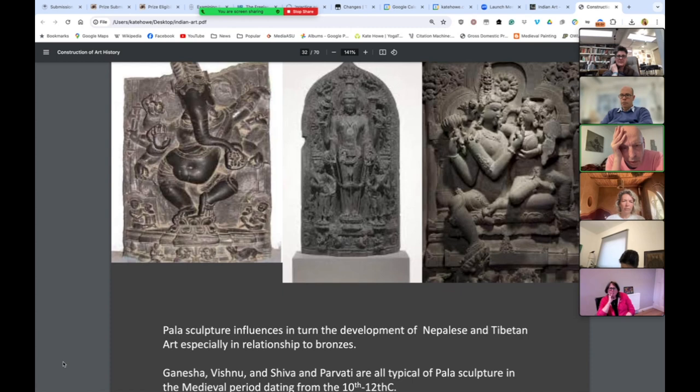So this is Pala. Central figure is Vishnu. Ganesha, the son of Shiva. And this is a famous example of Shiva and Parvati in loving embrace. Shiva takes on many forms, takes on the idea of destroyer, the dancer, Shiva Nataraja, the consort, Shiva and Parvati.